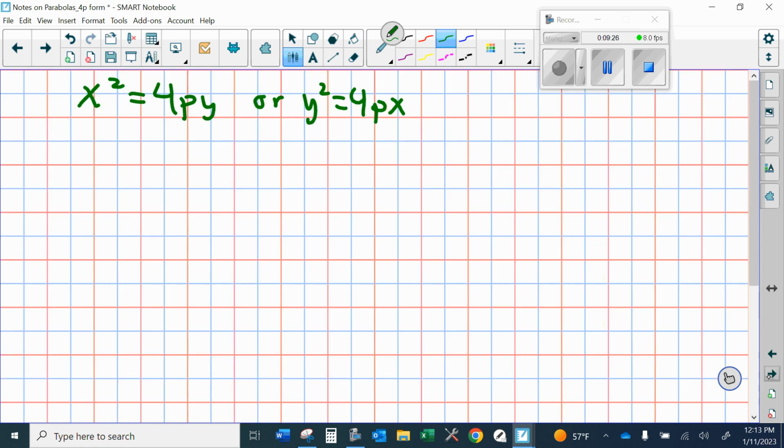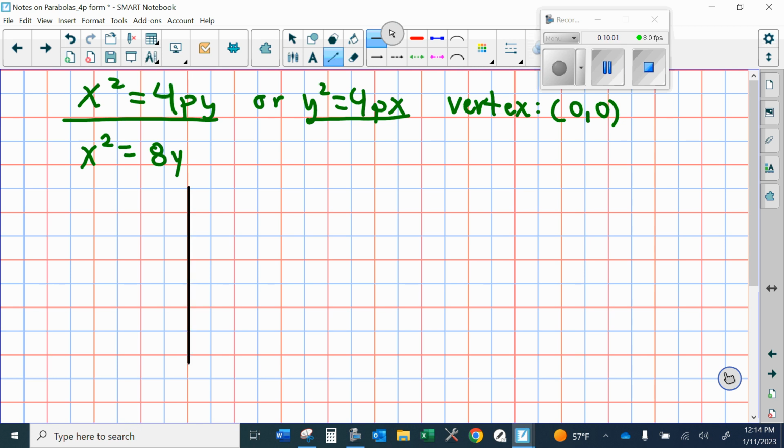Let's go ahead and write equations, and then we're going to graph a couple, and then we're going to write the equation form, going backwards. Again, because there are no parentheses on all of these right here, the vertex is at the origin, which is 0, 0. So let's say I have x squared equals 8y. Let's make a graph right here.